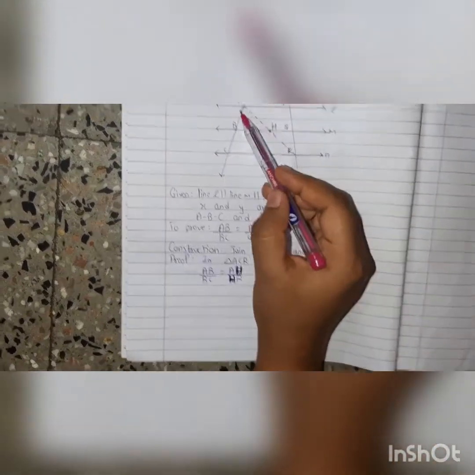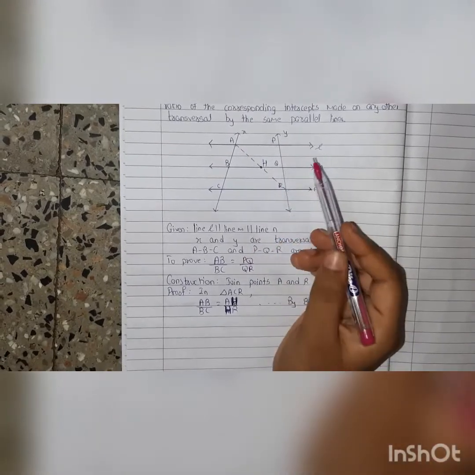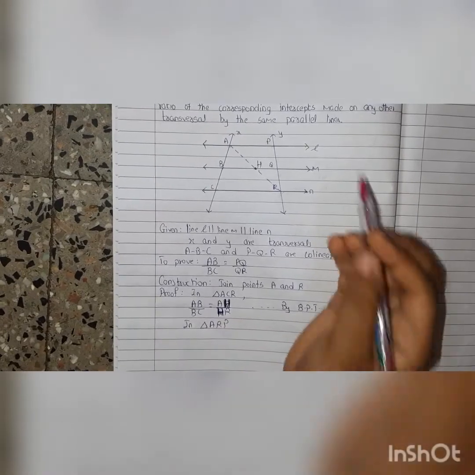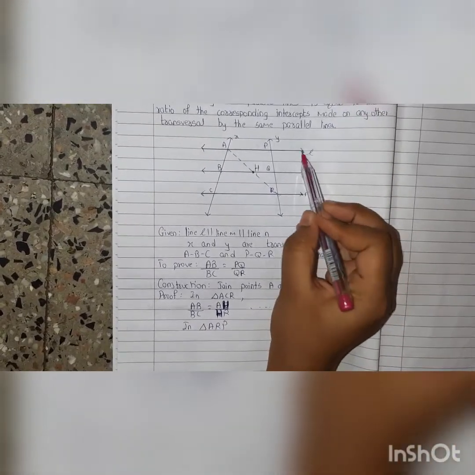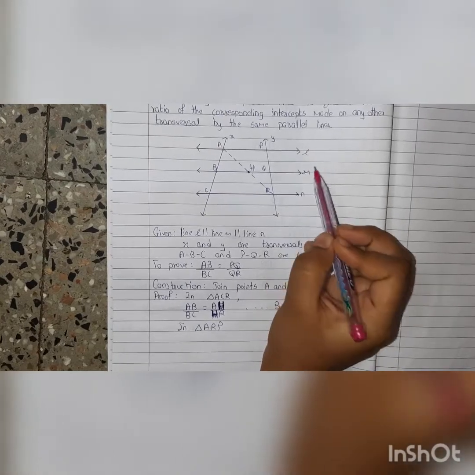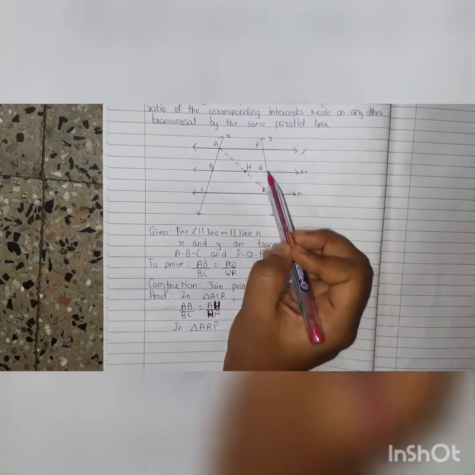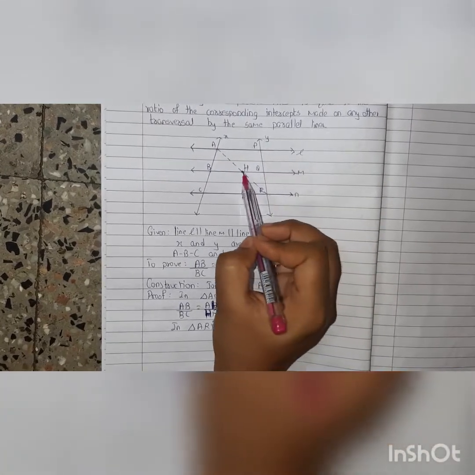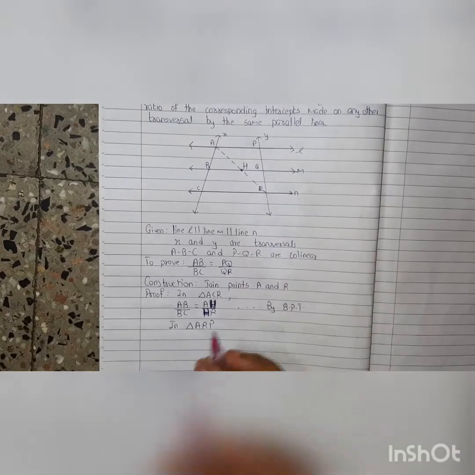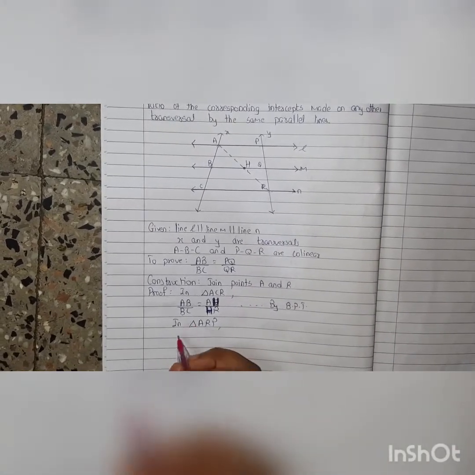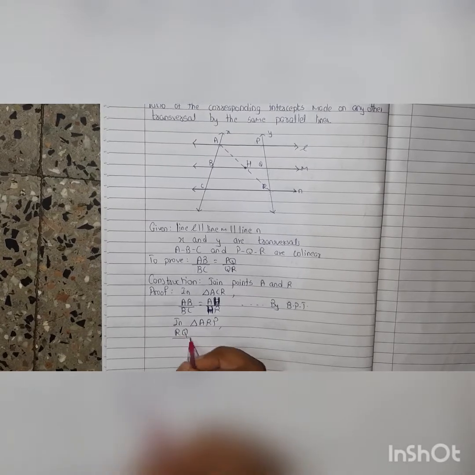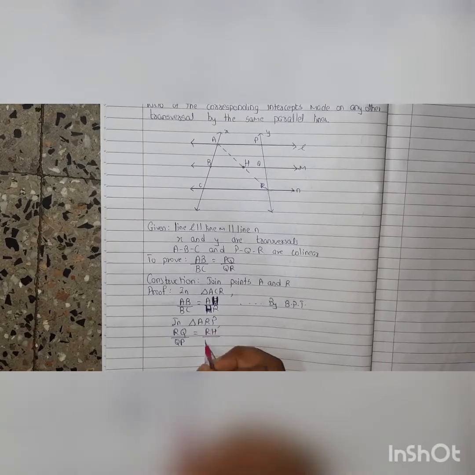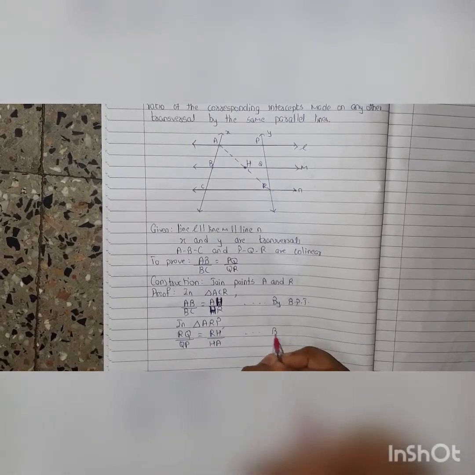Now we will consider the other triangle, that is ARP. In triangle ARP, again by using BPT, line M is parallel to line L. So line M is parallel to the base of triangle ARP, and it is cutting this triangle at points H and Q. So we can write down here RQ upon QP is equal to RH upon HA. This is also by BPT.